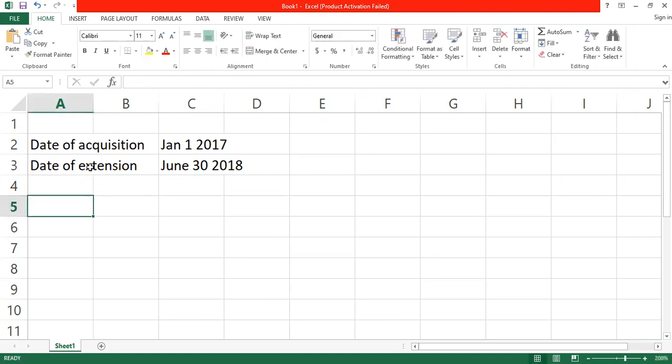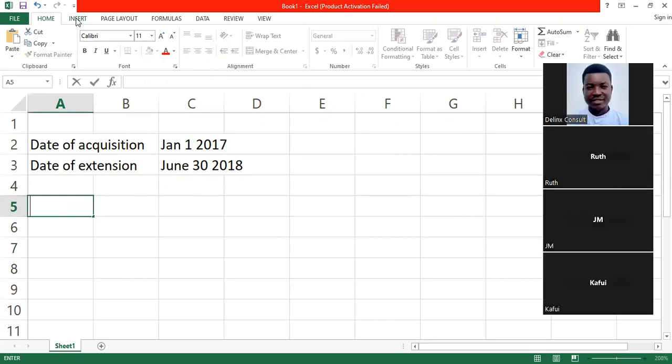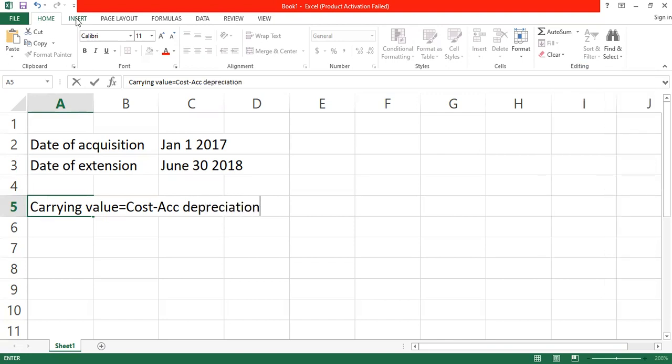Yes, please. So for us to know the value of the asset, you have to know the carrying value of the asset at the date of extension, which is the same as the cost minus accumulated depreciation up to the day of the extension. So how do we find our depreciation? The depreciation is the cost over the useful life, isn't it?